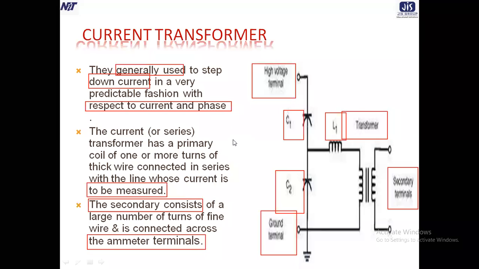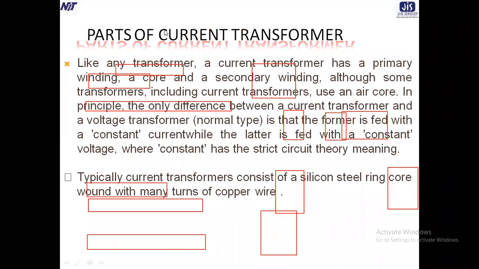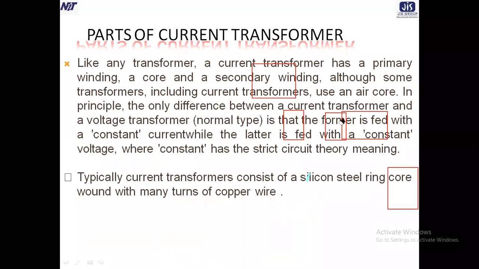Now let me move to the next part of the lecture, that is the parts of current transformers. Like any transformer, a current transformer has a primary winding, a core, and a secondary winding.